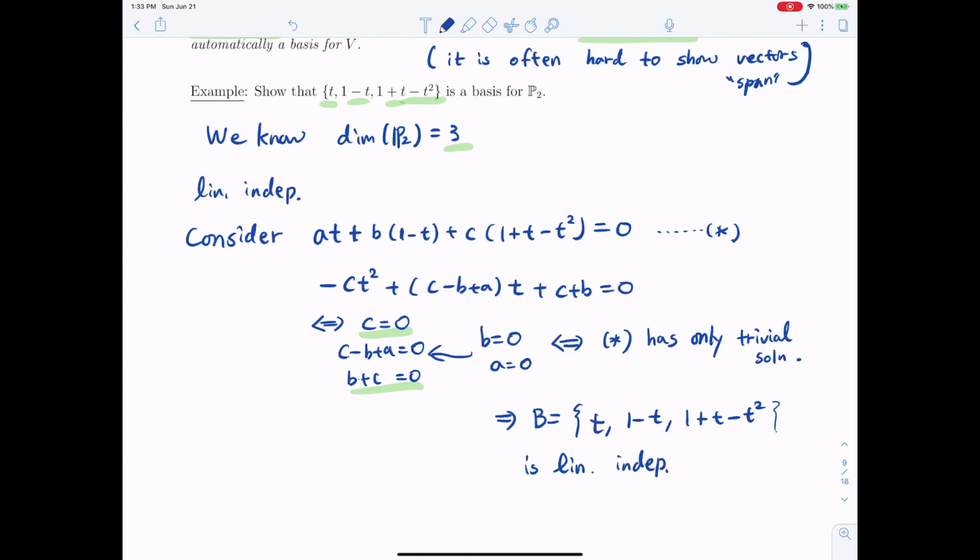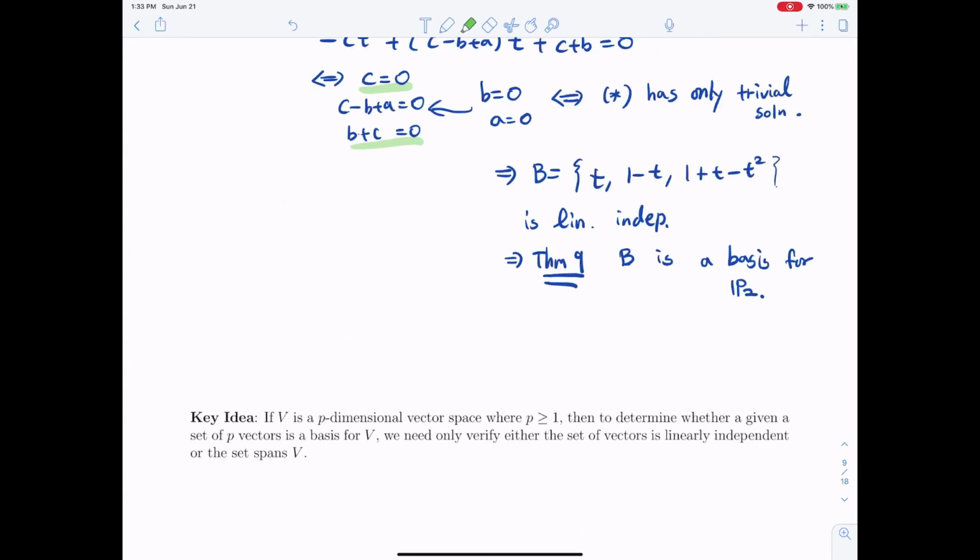Or if you use Theorem 9, the basis theorem tells you that the given set B is a basis for P sub 2. So the idea here is, again, if you have a p-dimensional vector space, then to determine whether the given p vectors form a basis for V, we only have to verify either the set of vectors is linearly independent or the set spans the vector space V.